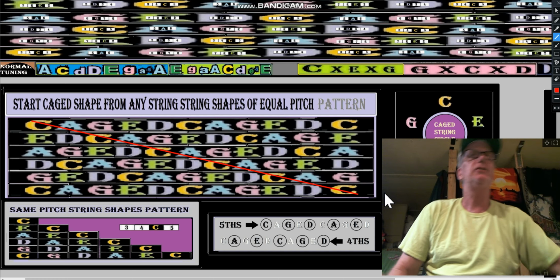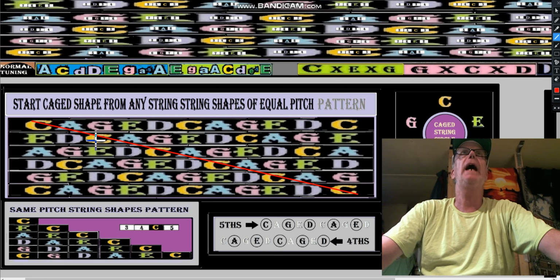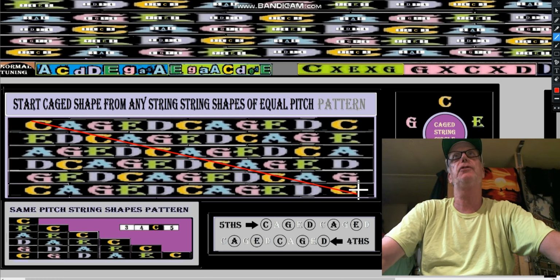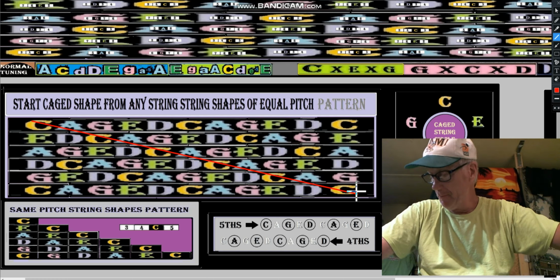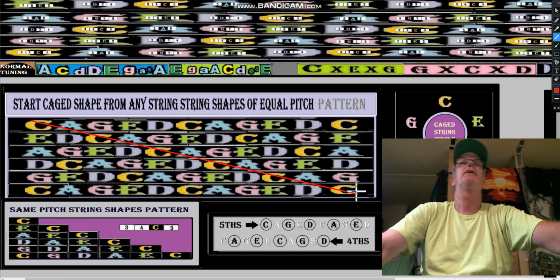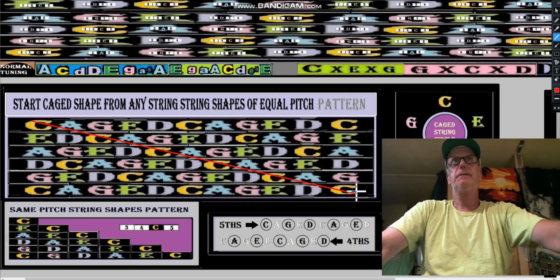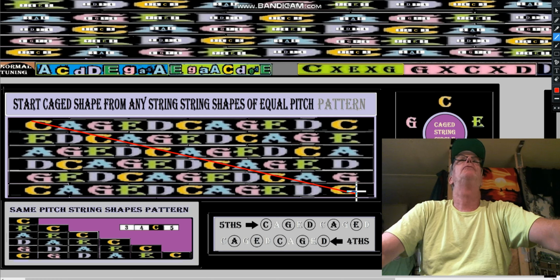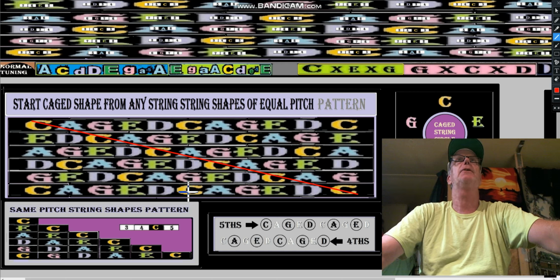There's a pattern. These C's are linked. Actually, they're the same string shape each time. Sounds like an investigation, right? So, in any case, look what really happened. We had a C string shape right down here. We didn't have to use the doubled one here. This string shape was also doubled, but why didn't we see that? Because we had to add the other CAGED shapes.